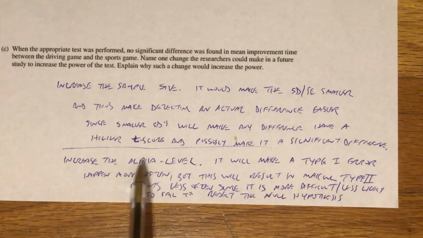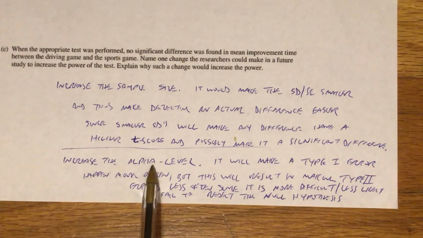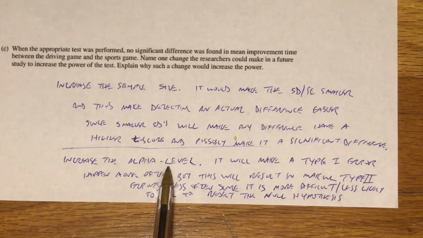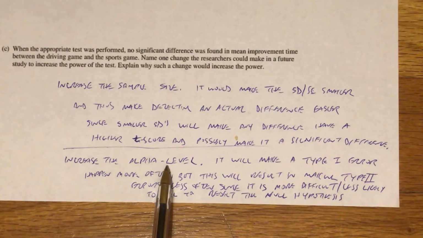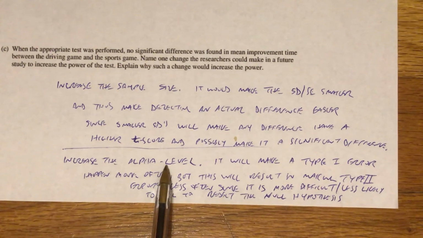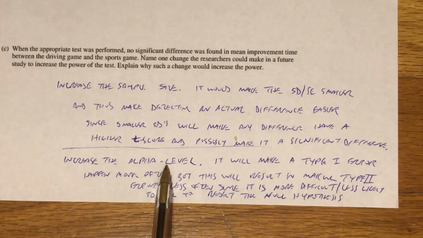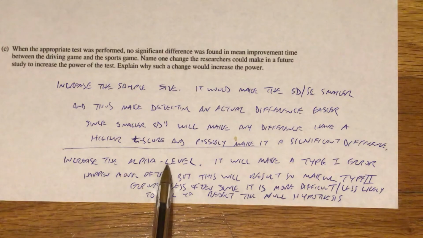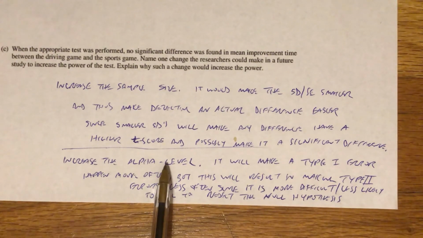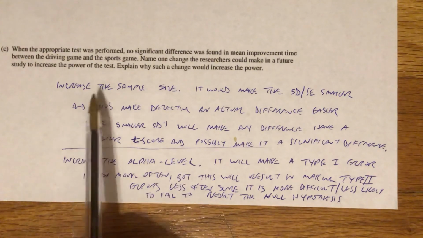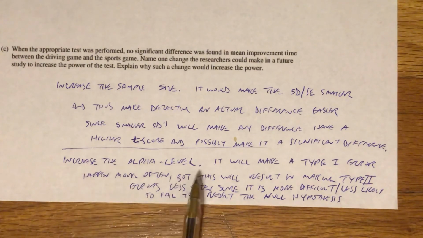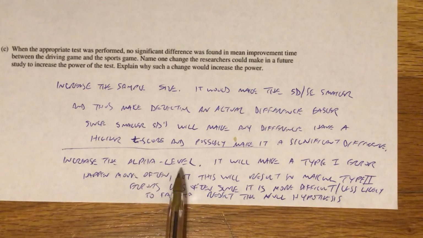Now, what's this got to do with power? Well, power is the opposite of type 2 errors. But if you increase the alpha level, it actually makes type 1 errors happen more, but it makes type 2 errors happen less. And if type 2 errors happen less, it means you're rejecting correctly, and that means your test is more powerful. So another thing you could do, the second answer to this, would be to make the alpha level higher, basically put the cutoff at 10% or 20% or something ridiculous.